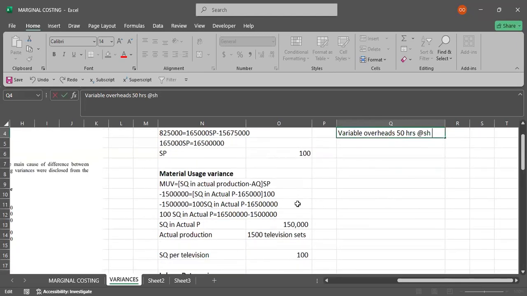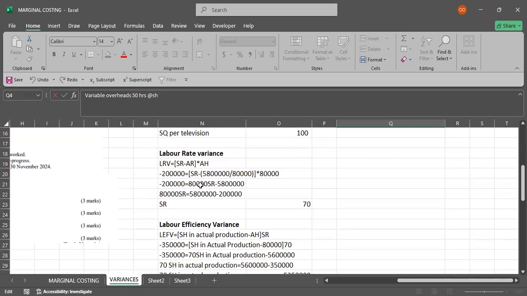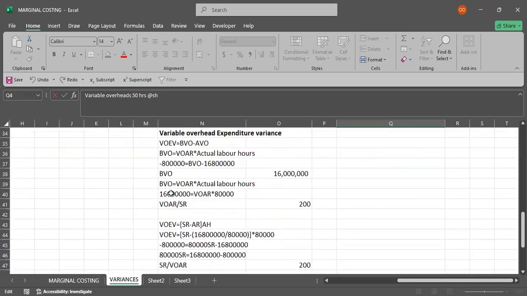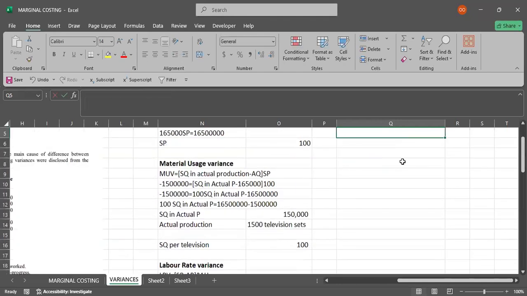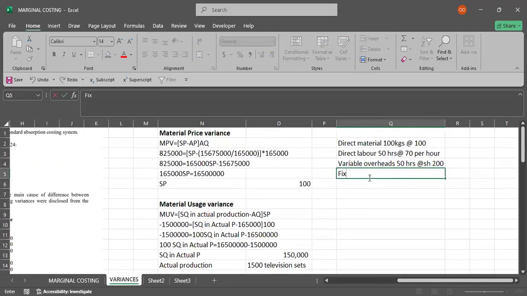What was the standard for the variable overhead? We have it here. So the standard rate was 200 shillings per direct labor hour. Then we go to the fixed production overheads.